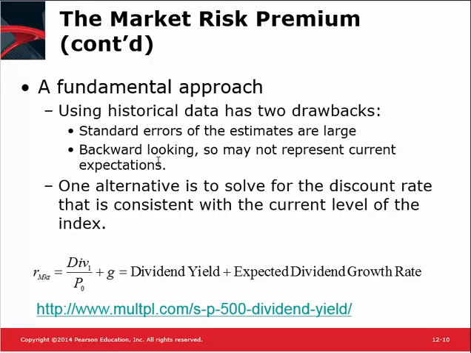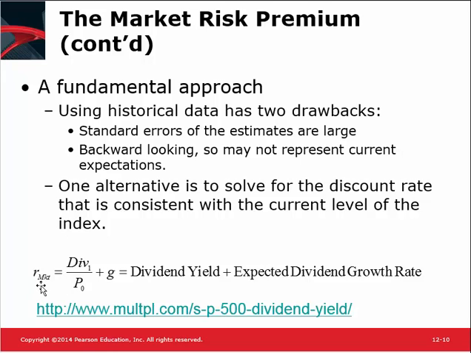So, is there any other way we can figure this out? Maybe we can use historical data, although there are some problems with it. Maybe we can do some calculations based on the things that we actually see. So here we're using the United States historical data. Again, we talk about standard errors. It's looking backwards. Maybe we could just look and see what the current level is.